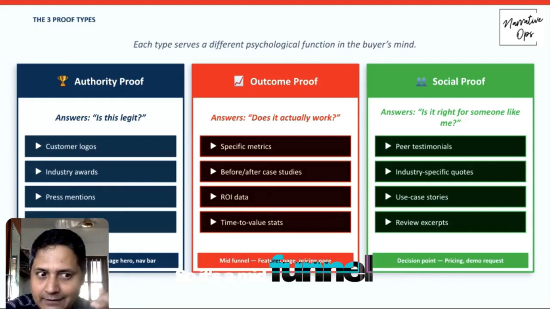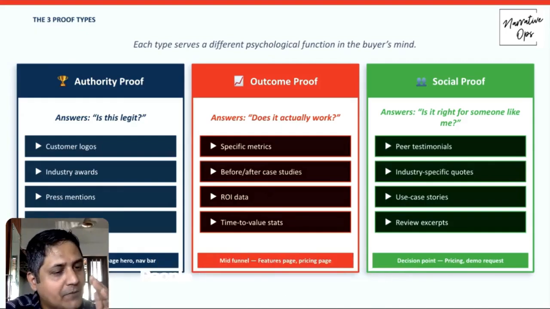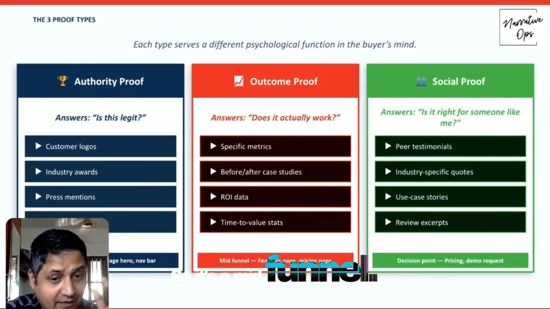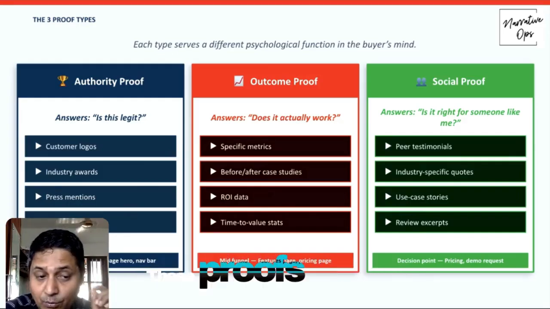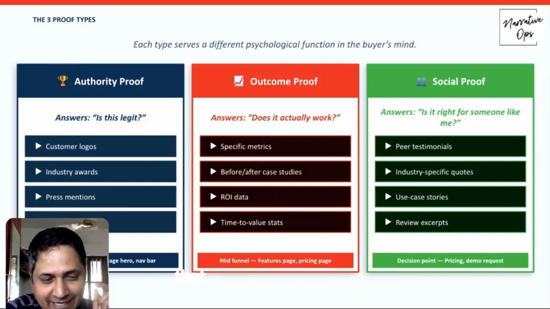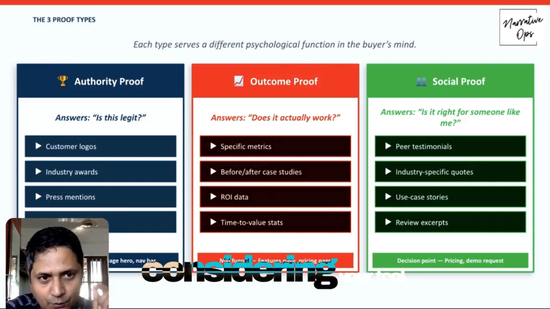It's a mid-funnel thing, where people are convinced it is legit, but now they're checking whether it is the right tool for them. So these proofs should be on either the features page or the pricing page, because that person is really considering your tool.